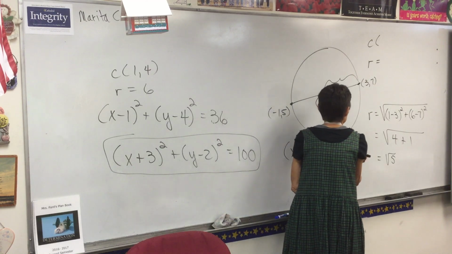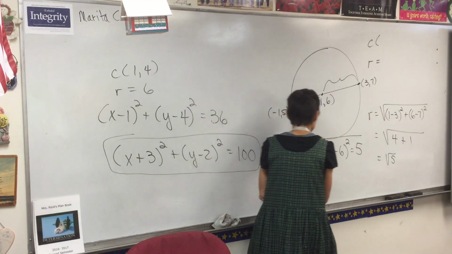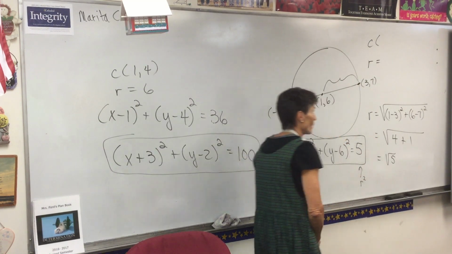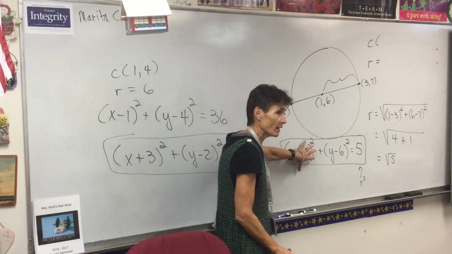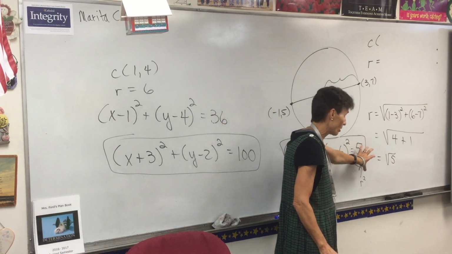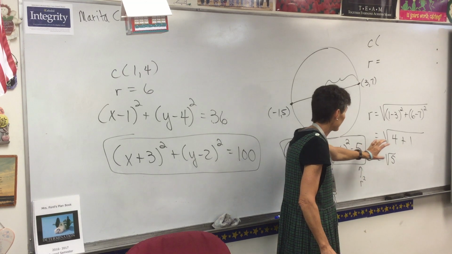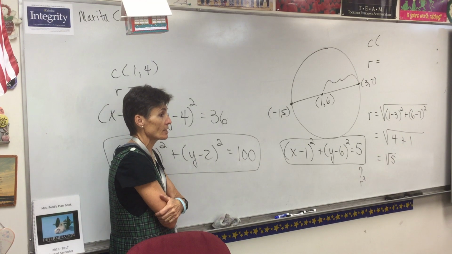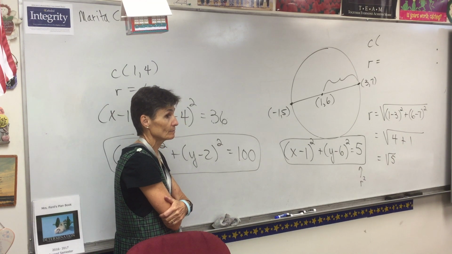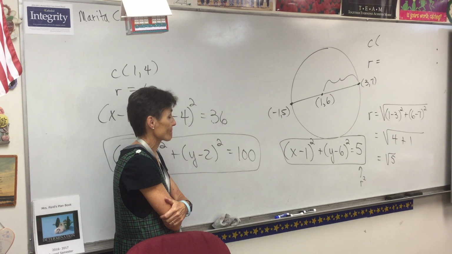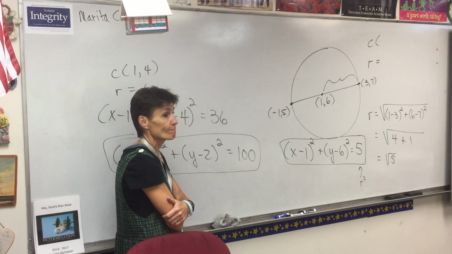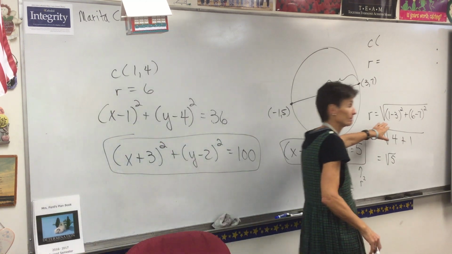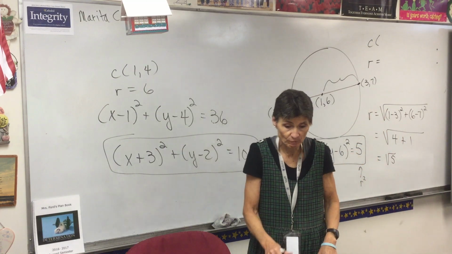But then, it's actually 5 when I write the equation, because remember, this number is r squared. You have x squared, y squared, r squared. So if the radius is the square root of 5, then r squared would be just plain 5. This is called the distance formula. We're using the distance formula.